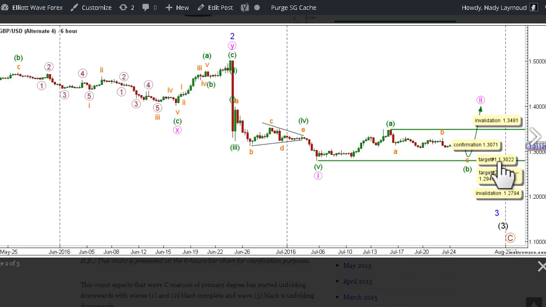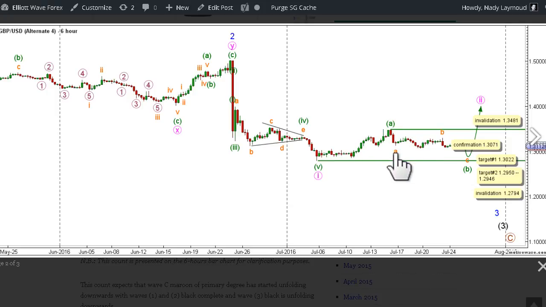wave B green. The first target is at 1.3022, as at that level wave C orange would reach 0.786 the length of wave A orange. And the second target is a target zone that starts at 1.2950, as at that level wave B green would reach 0.786 the length of wave A green. And that target zone ends 4 pips away at 1.2946, as at that level wave C orange would reach equality with wave A orange.